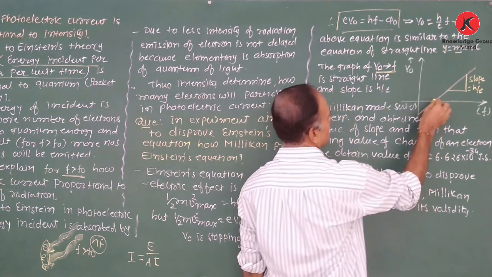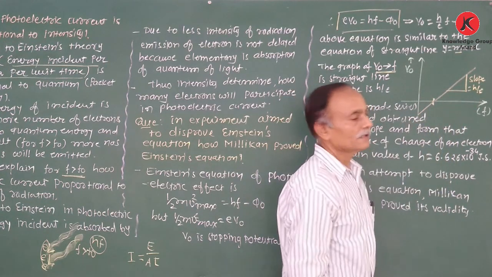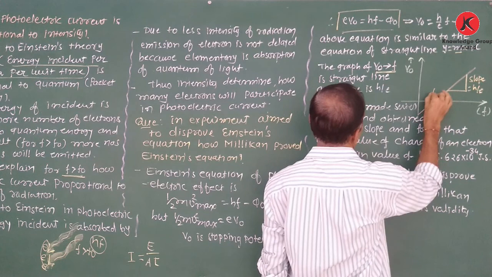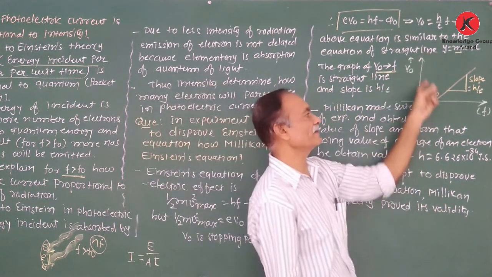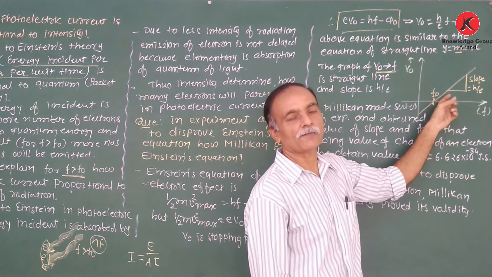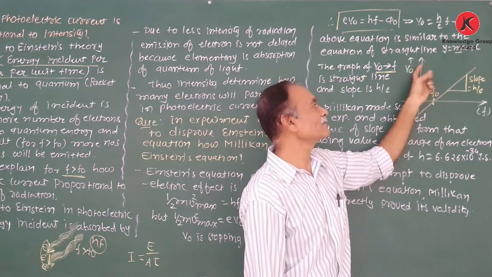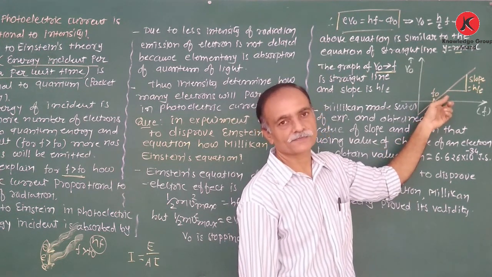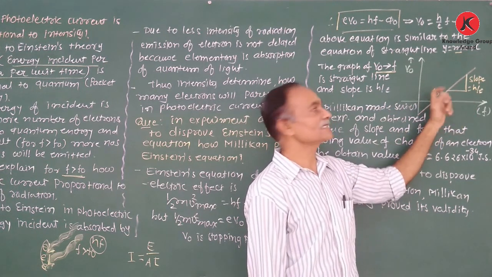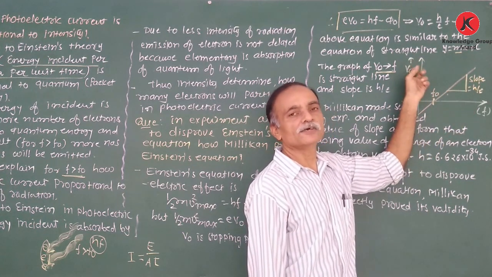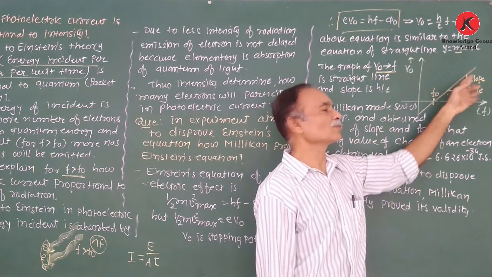Now, the intercept on the frequency axis represents f0, that means the threshold frequency. Up to the threshold frequency, no photoelectrons are emitted, therefore the stopping potential is 0. As the frequency becomes more than the threshold frequency, the kinetic energy increases, therefore the stopping potential is also obtained.